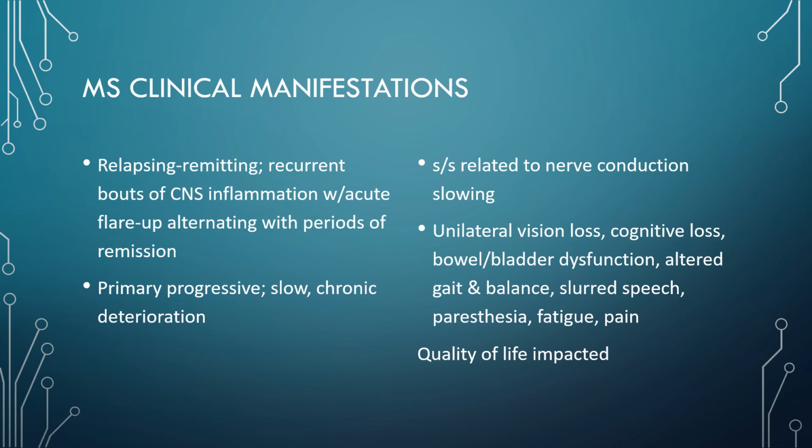Another way that this can happen is primary progressive, which is slow chronic deterioration. So not really rapid flare-ups, but just slow and creeping. And that usually starts with those paresthesias, meaning numbness and tingling, and then gets progressively worse.